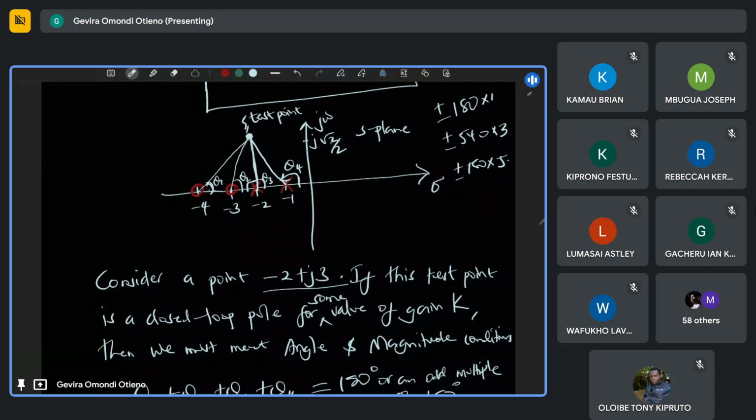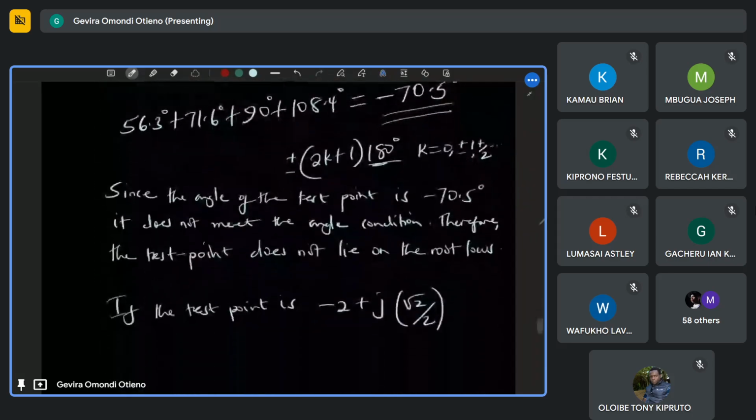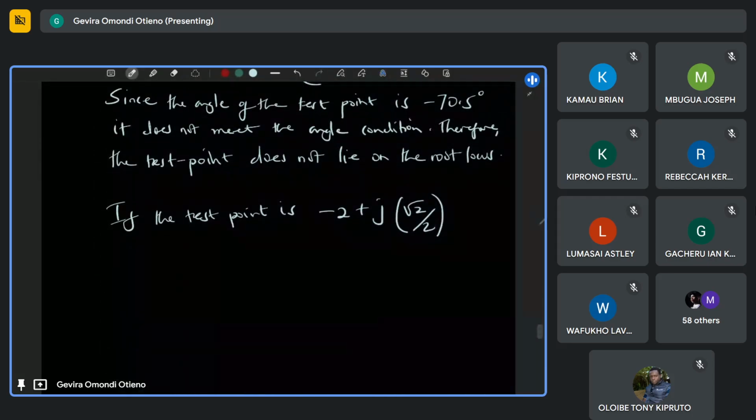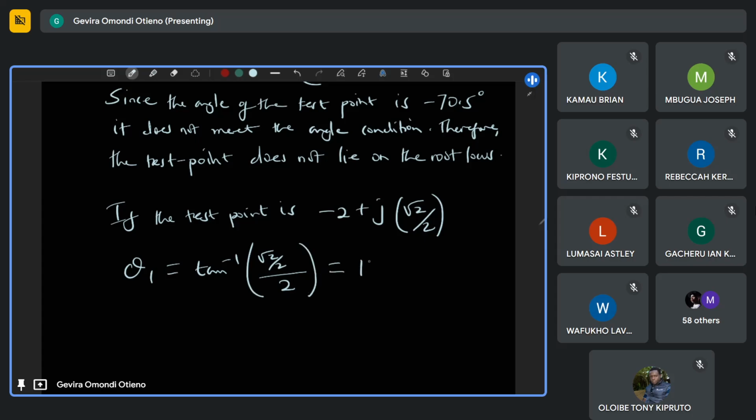Because we now have the opposite length as root 2 over 2, the adjacent remains the same. So theta 1 is equal to the inverse tangent of root 2 over 2, because that's the opposite, over the adjacent, which is 2 units. You can solve this. I think you should find 19.5 degrees. I'm only doing this for you because I didn't do it in the previous class, and time is of the essence because I have a lot to cover today.